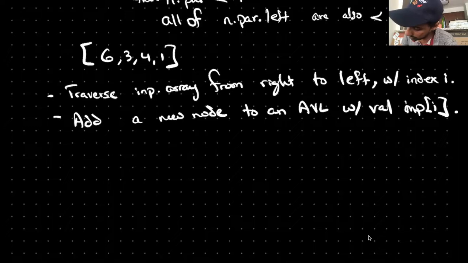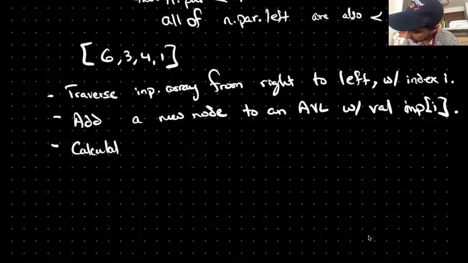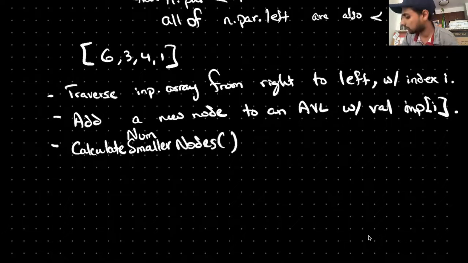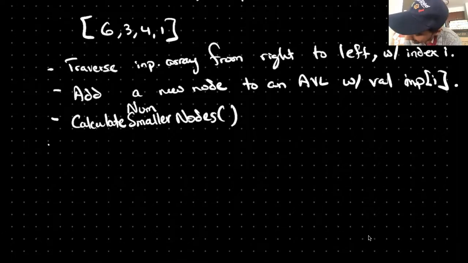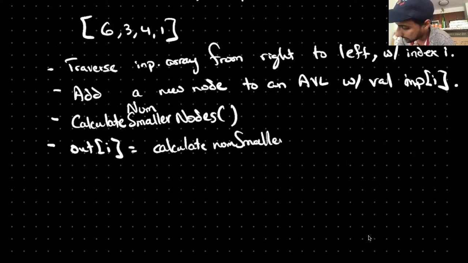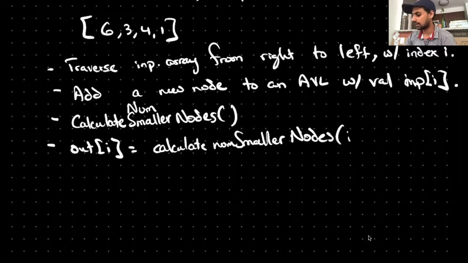Then we're going to keep doing that, but along the way, we're going to calculate num smaller nodes. I'll define what that is later. And then we can basically say output[i] equals calculate num smaller nodes. And let's say this is i here or something like that. Or let's say this is current node.